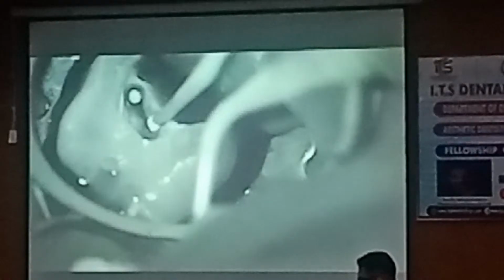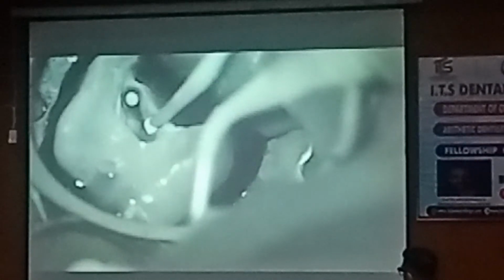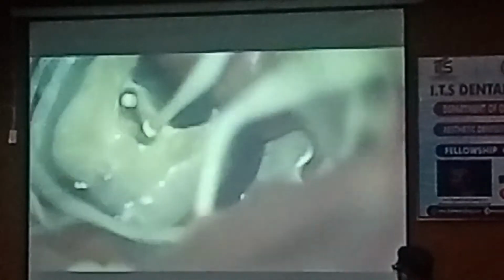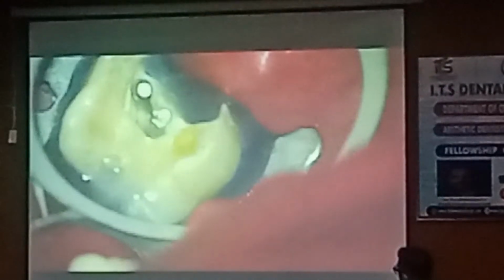But if you see, why I showed you this picture is, you are able to see two canals here, but there is another canal here, but the tooth surface is still there.